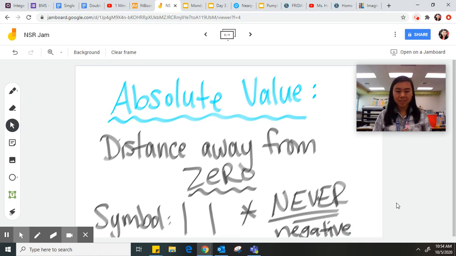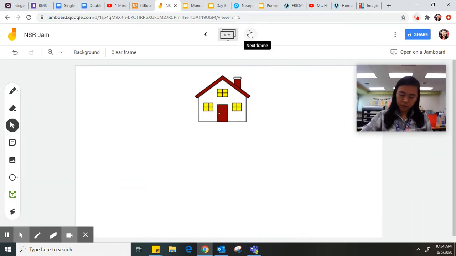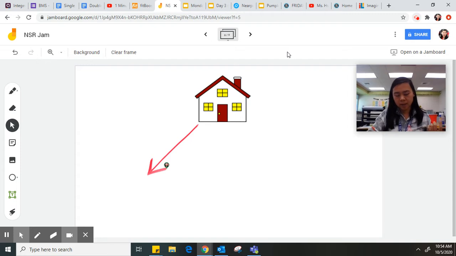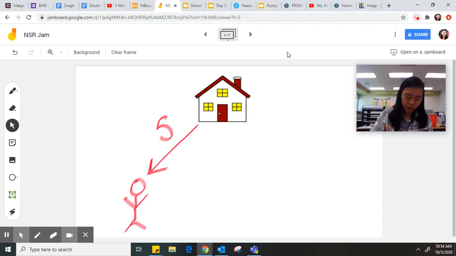Okay, so absolute value is how far away a number is from 0. The symbol is these two big walls. And it is never going to be negative. So let's talk about this a little bit. So this is my house, right? And I'm walking away from my house. I walked that way, let's say 5 blocks. Okay, so this is me. How far away am I from my house? I'm 5 blocks away.